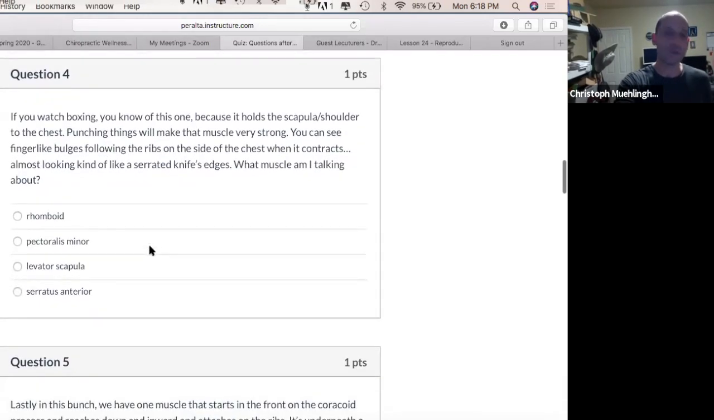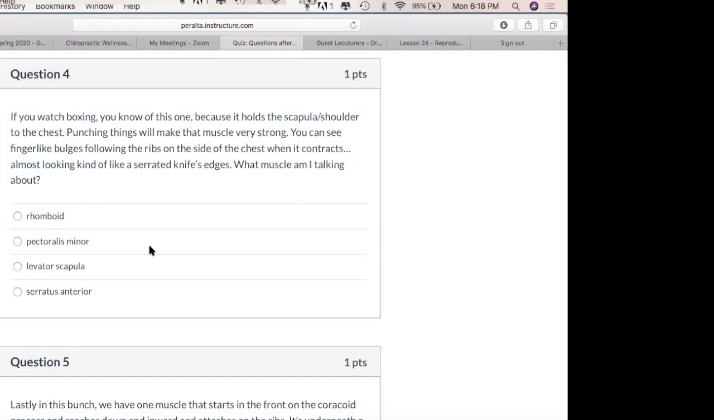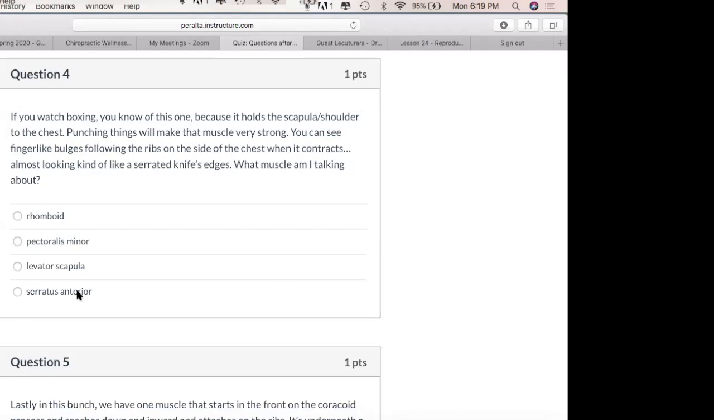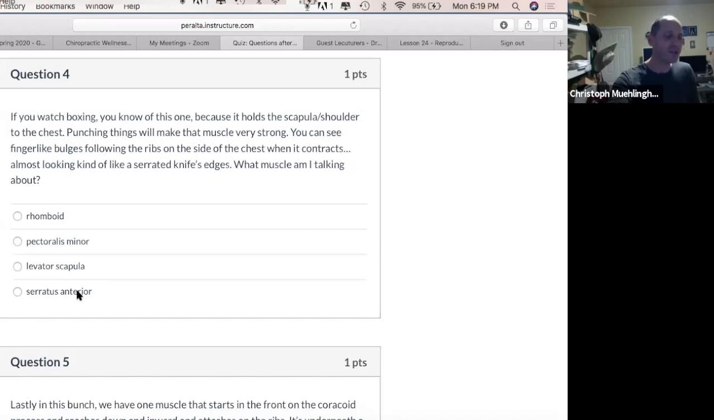If you watch boxing, you know of this one because it holds a shoulder blade, the scapula, to the chest. Punching things will make this muscle very strong. That's like when you do push-ups, for example. You can feel that strength, that building on the side. You can see finger-like bulges following the ribs on either side of the chest when it contracts, almost looking like a serrated knife. What's that muscle called? Serratus anterior.